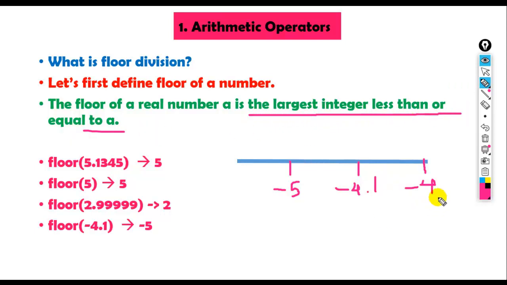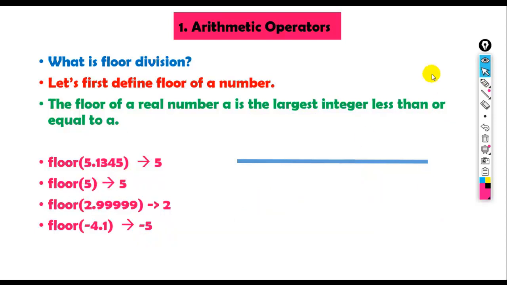But here the result is not -4. Why? Because -4 is greater than -4.1. But as per our definition, we require the largest integer less than or equal to a. So the largest integer less than -4.1 is -5. So that's why here is -5. So this way floor calculates the result.